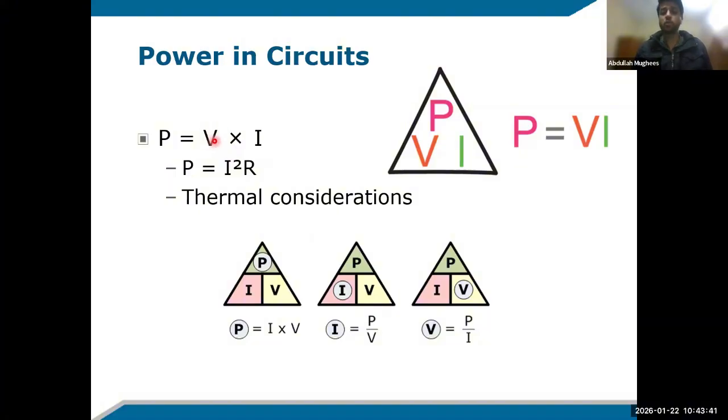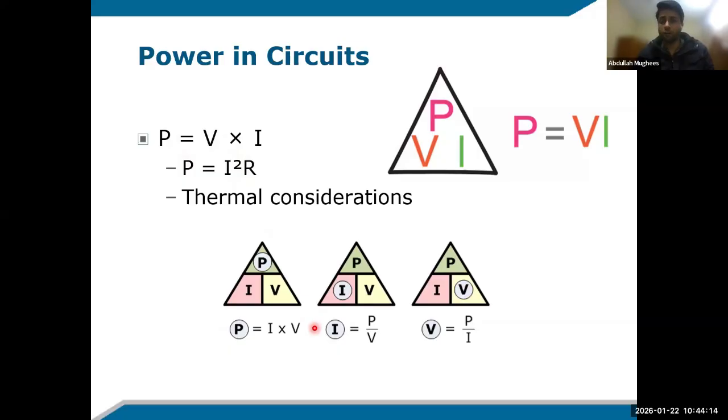If we substitute V = IR, voltage was equal to IR. So if we substitute IR in place of this voltage, then I multiplied by this I becomes I squared, and R comes to this point. So the basic version of power in circuits is P = VI, and we can have this triangle to have all of these different kinds of formulas that you may derive. Okay, so that is power.